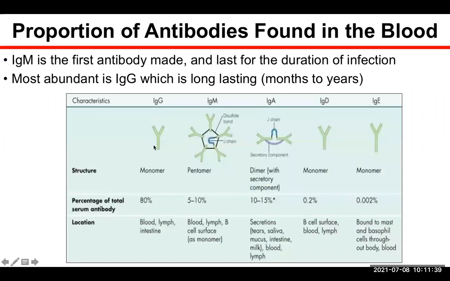So here I have a list of the different kinds of antibodies that exist. There are 5 different types that are found free floating in the blood. That's all being secreted by the specialized B cells called plasma cells. And so I guess I can walk you through some of these.